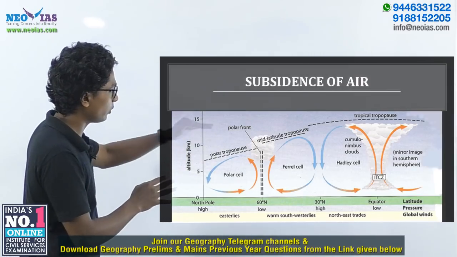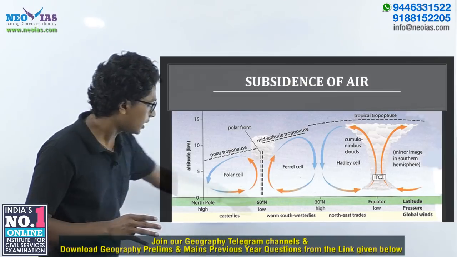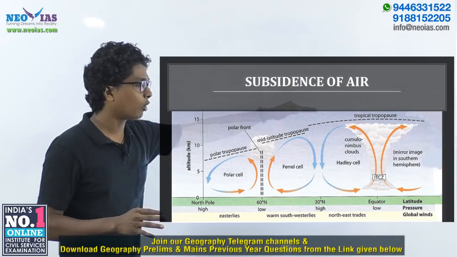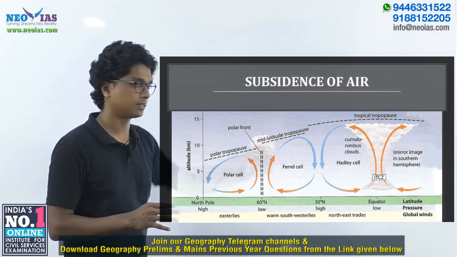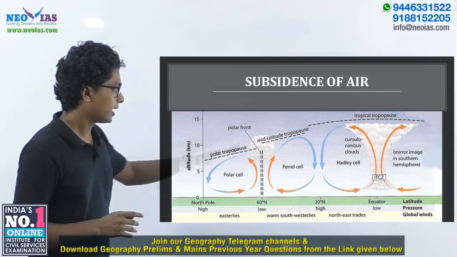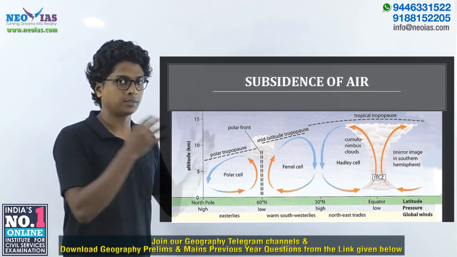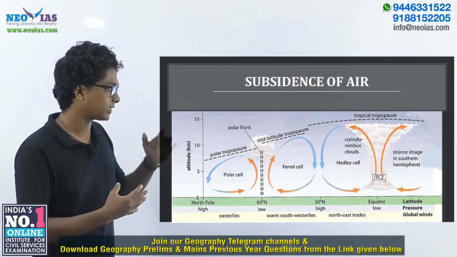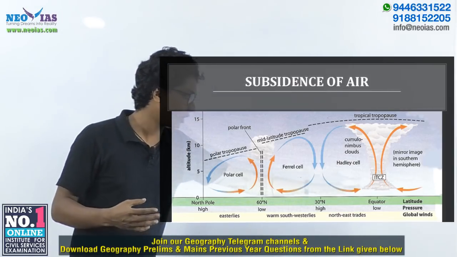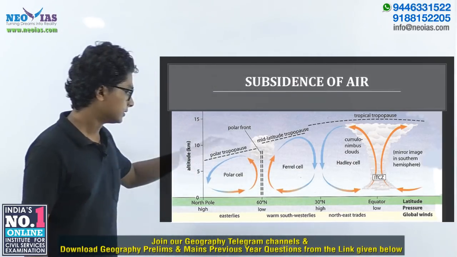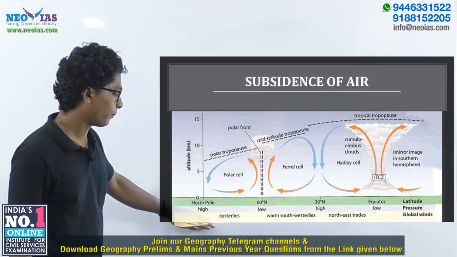So we are looking from the side. This green colored region is the surface, and on top of it we can say the atmosphere is there. As you can see in the picture, there are some pressure belts. If you have read NCERT, you must be knowing that we have the equatorial low, subtropical high, subpolar low, and the polar high.